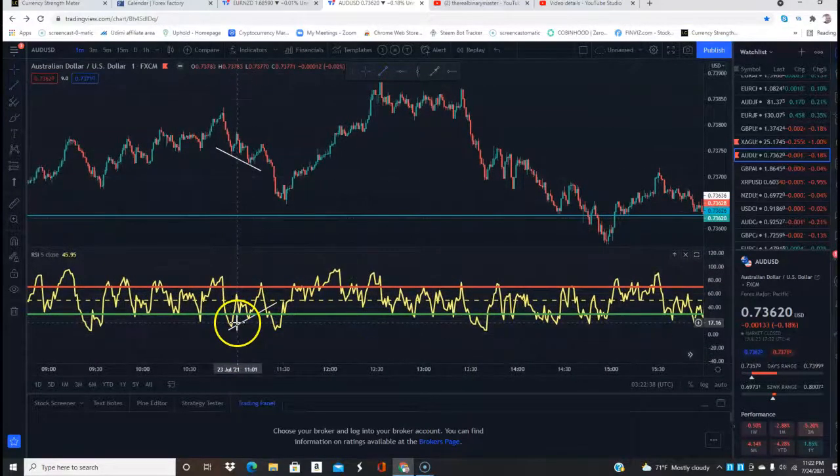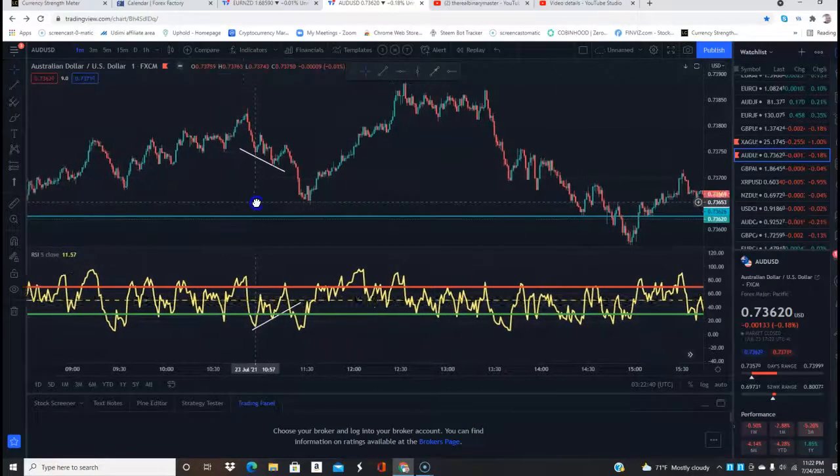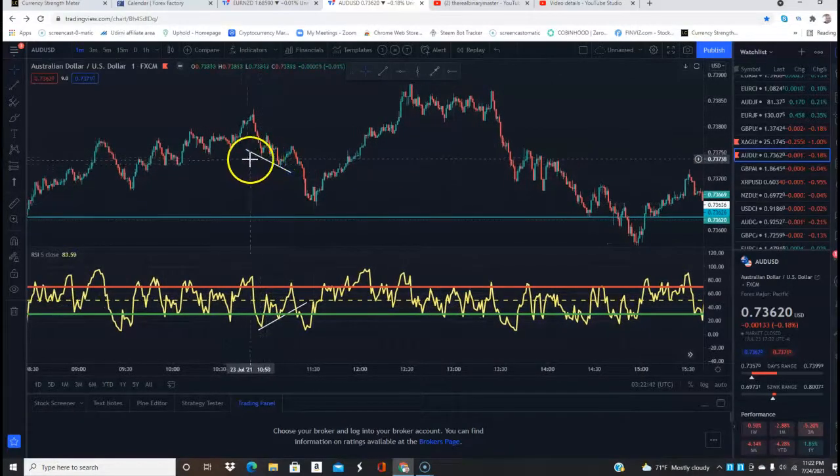So here we have a divergence on AUD/USD on the 1 minute time frame. As you can see, price was creating higher lows, RSI created a lower low, price came down, created a lower low, RSI created a higher low, and then we had that push up 1, 2, 3, 4, 5, 6, 7, 8, 9, 10 consecutive candles, which would have been 10 consecutive minutes, which would have been a winning trade if you enter.